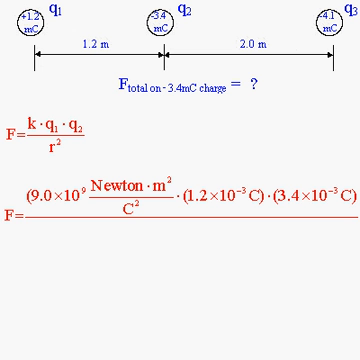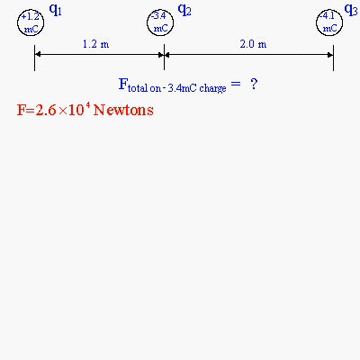Alright, to finish out the equation, the distance between the two objects is 1.2 meters. When we work out this equation, we find out that meters cancel and coulombs cancel, so the unit is newton, and the number is 2.6 times 10 to the 4th. So, the 1.2 millicoulomb charge exerts a force of 2.6 times 10 to the 4 newtons on the negative 3.4 millicoulomb charge. Let's remember that by putting it up there right under the 1.2 millicoulomb charge.